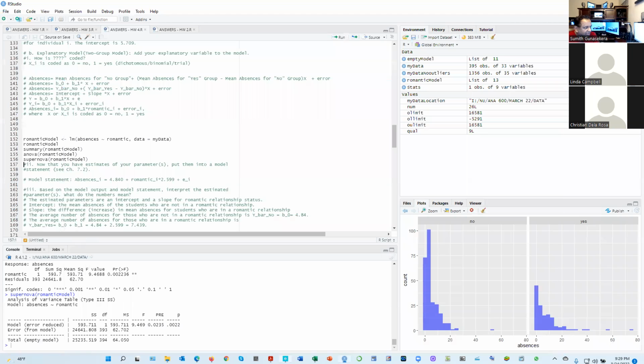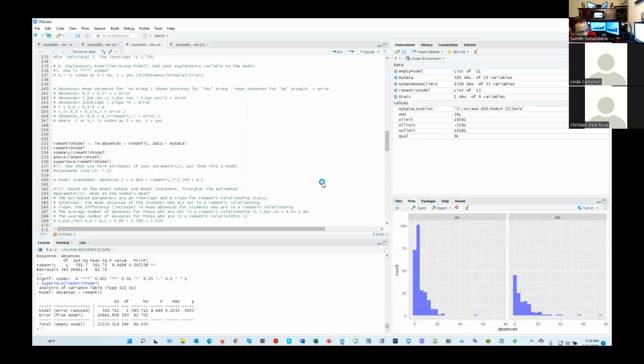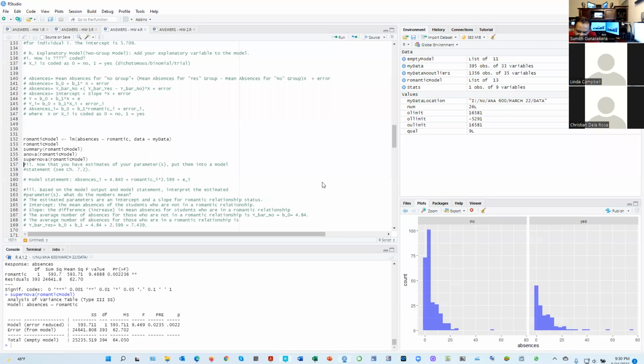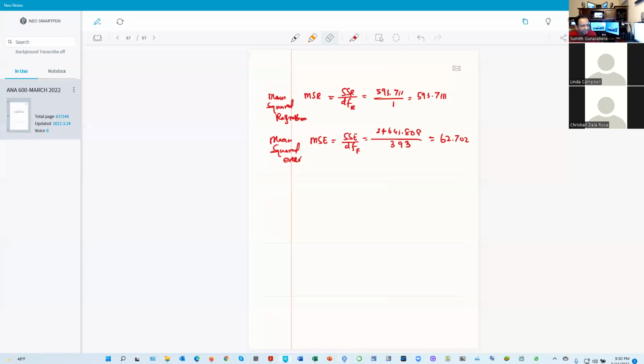Looking into this one, the sum of squared regression is 593.711, divided by 1, gives 593.711. Then the error, 641.808 divided by 393, you got 62.702. That's how you got those numbers.